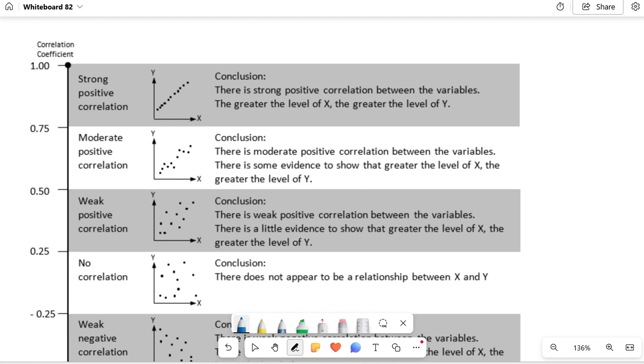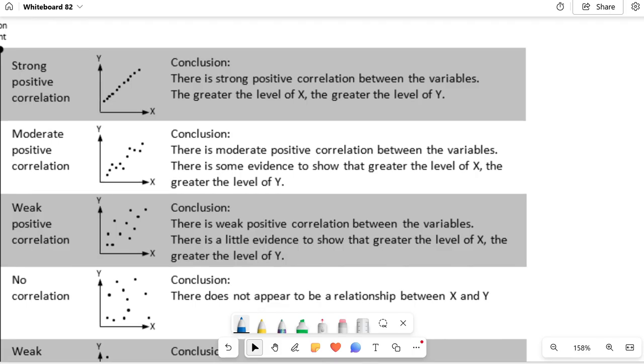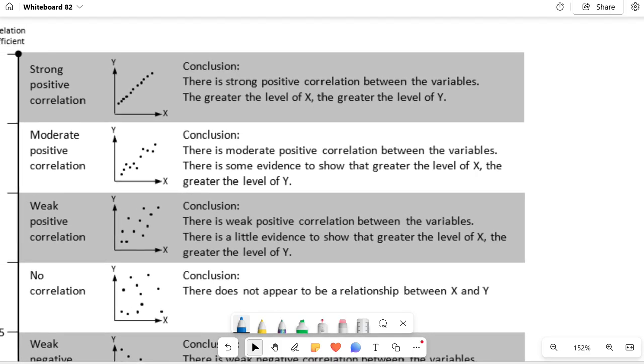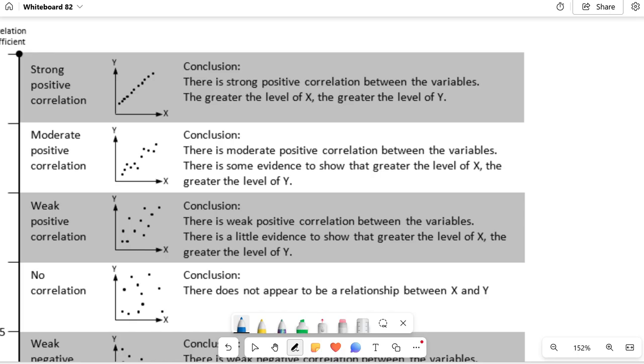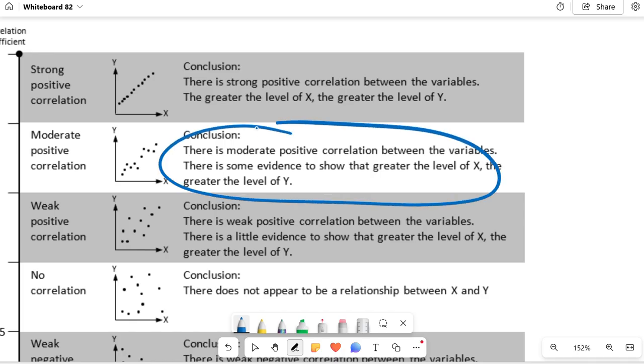Okay, so you're going to need to learn these sentences to some extent. They don't have to be perfect, but just the general way these sentences are structured. If you can get something close to this, that's fine. But I'm going to try and do it verbatim, which means exactly the same. I'm going to use this sentence here because we're talking about moderate positive correlation. That's what I'm going to write.